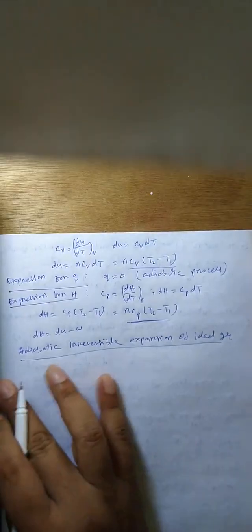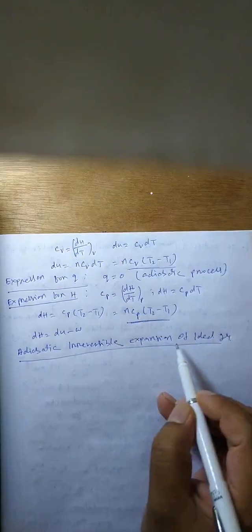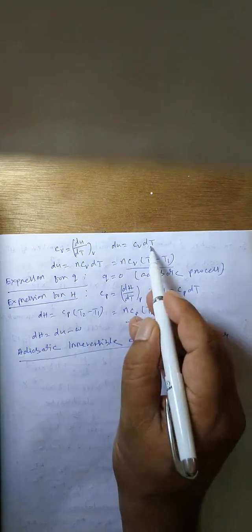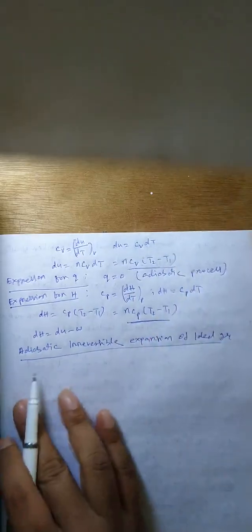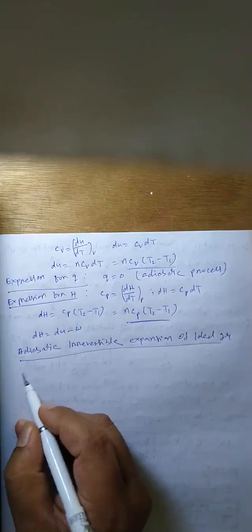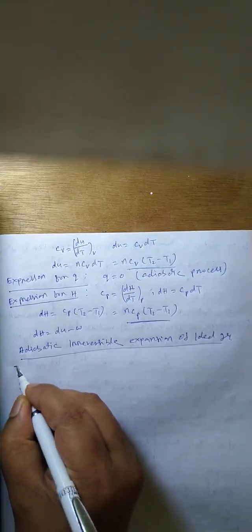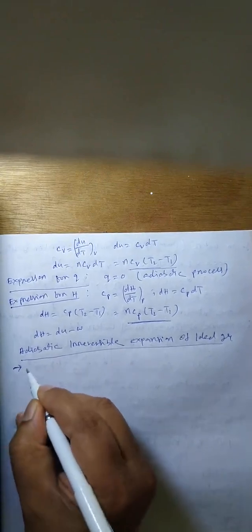Adiabatic irreversible expansion of an ideal gas. You can also derive dU in terms of temperature, because for an ideal gas the internal energy is a function of temperature, and if dT is equal to 0, then dU is equal to 0. In that way also you can find out, no problem. Okay, then first is the expression for W. You have to see what value is given to you.